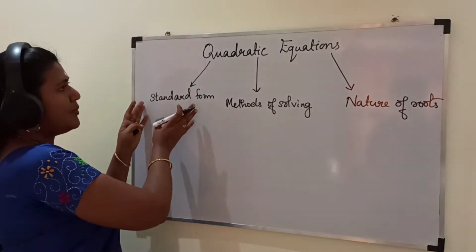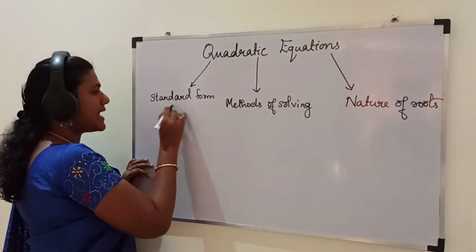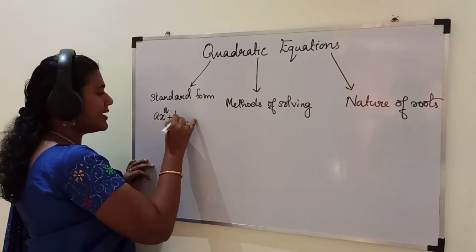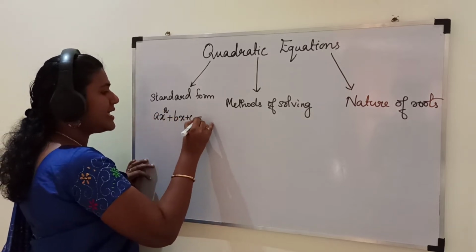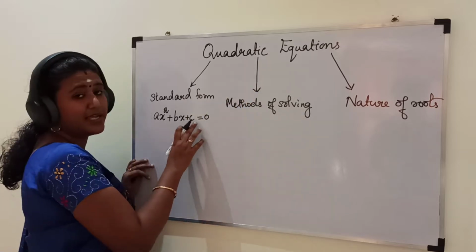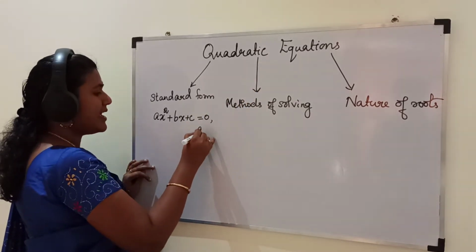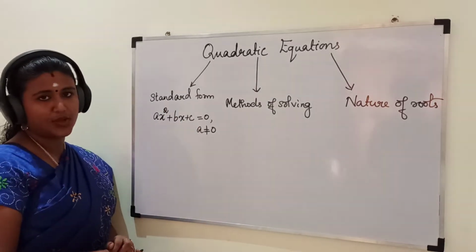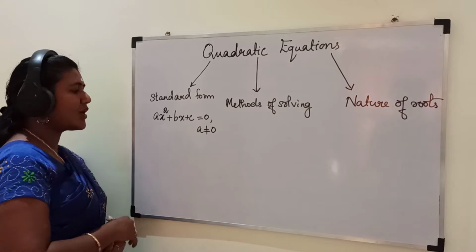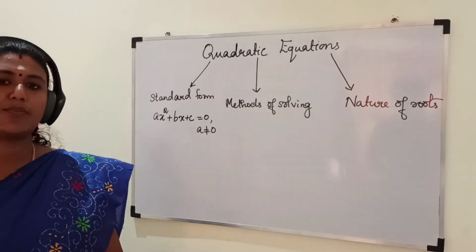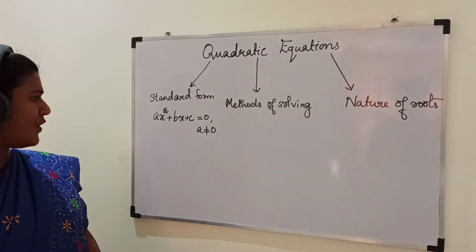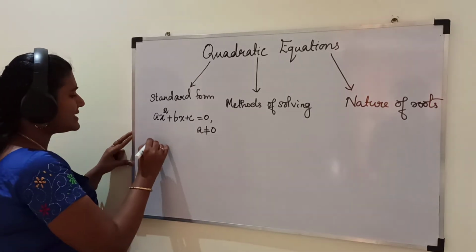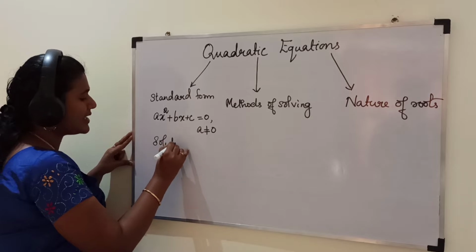So now the same, for a quadratic equation, the standard form of a quadratic equation is ax square plus bx plus c equal to 0, since it is an equation equal to 0, where a not equal to 0. This is the standard form of a quadratic equation. Now we will see what is the solution of a quadratic equation.